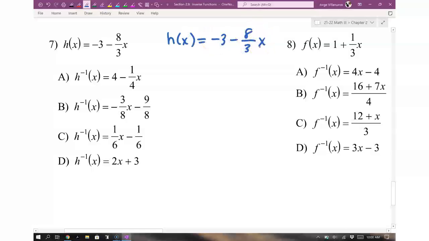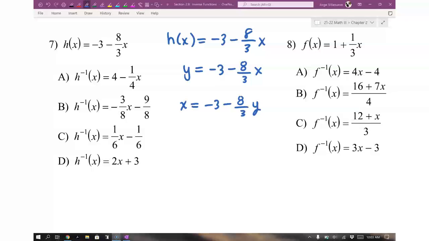Now, like I told you, it's good to rewrite it in terms of y because we have to switch the x and the y, right? So y is equal to negative 3 minus 8/3 x. That's step 1, given your function, right? Given your equation. Step 2, switch your letters, right? So instead of y, I'm going to write x equals negative 3 minus 8/3 y. Right? Step 3, solve for y. We're going to solve for y.